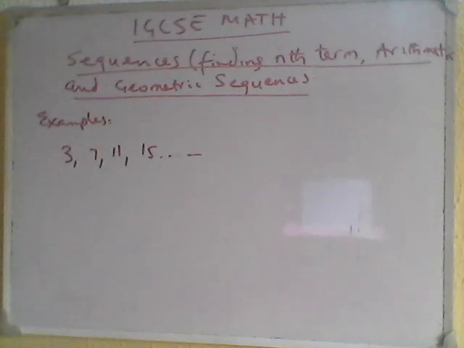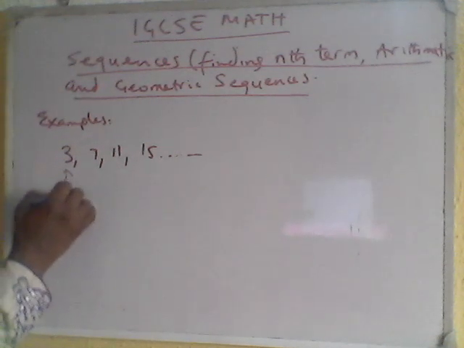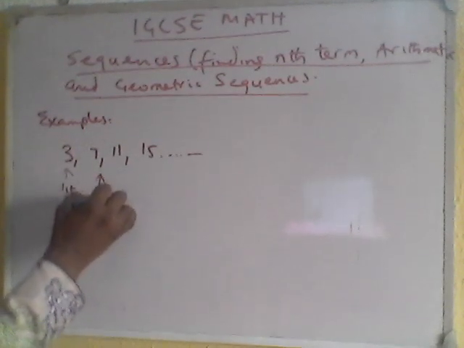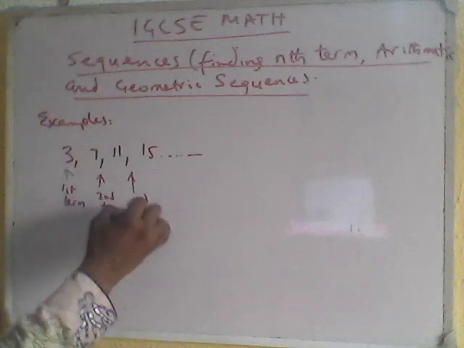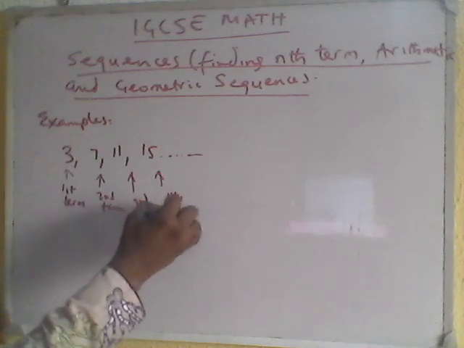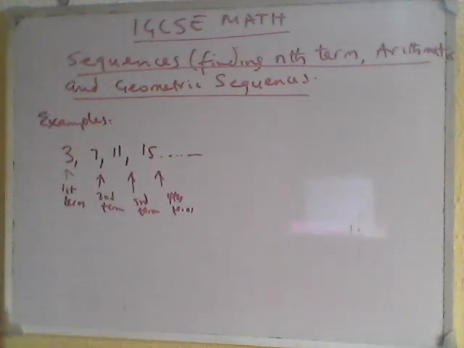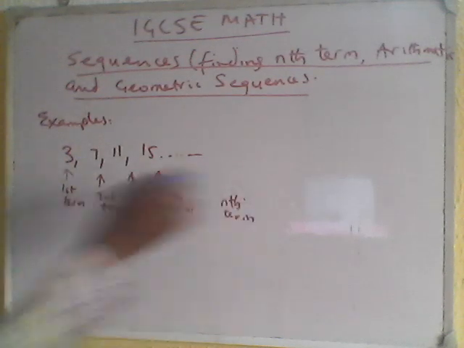The number that starts the sequence is called the first term, and the second number is the second term. The third number is the third term. The fourth number is the fourth term, and so on. If we don't know a particular number in the series, you can call it the nth term. So it follows a particular order.